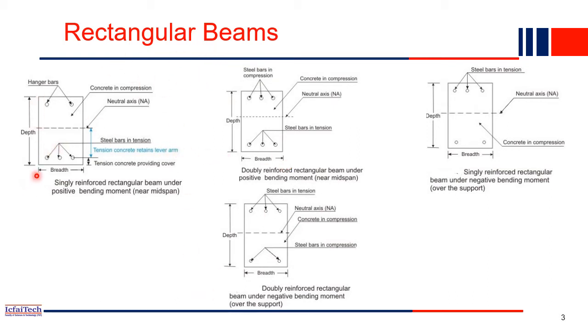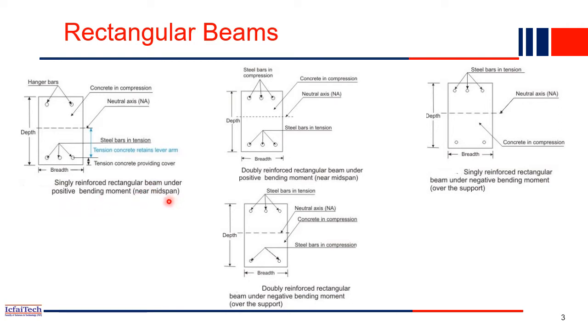Rectangular beam means the breadth and the depth will be different. You can see breadth is less, depth is high. Typically you will find these rectangular beams in multi-story structures. Even in our campus, you will find most beams in a rectangular manner. And we call this a singly reinforced beam under the positive bending moment near the midspan.